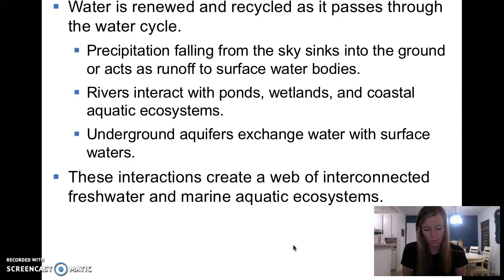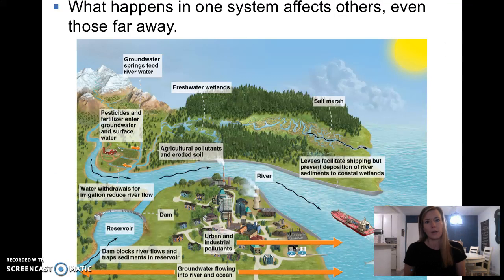And the movement of the water cycle creates a web of interconnected freshwater and marine aquatic ecosystems that exchange water, organisms, sediments, pollutants, and other dissolved substances. So water is how basically everything gets from place to place. All those things, the pollutants, which is not a great thing, but sediments and other dissolved substances. So water is a method of movement for them. What happens in one system affects others even super far away. So this is a good diagram to show that.